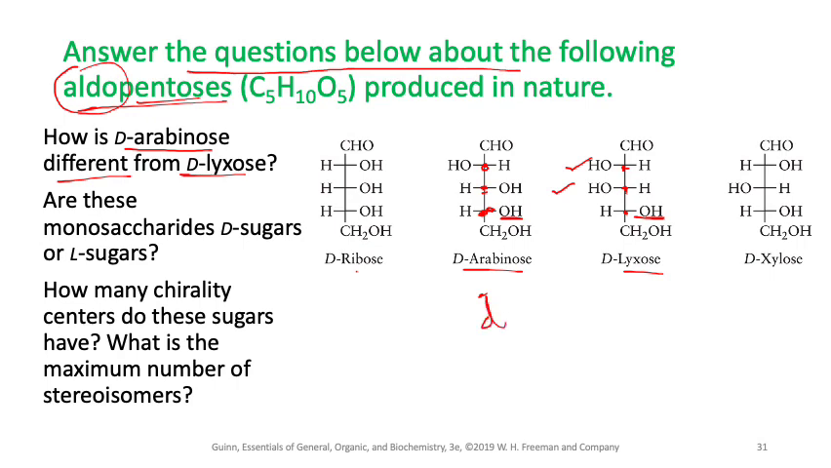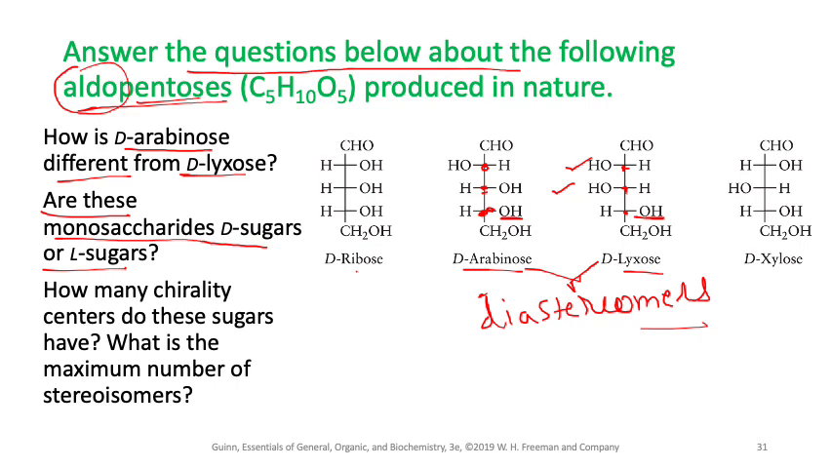You can say diastereomers, they both of them. Let's do the second one. Are these monosaccharides D sugar or L sugar? The last one has an OH on the right hand side, so this is a D, and this one on the right hand side is D, so both of them are D sugars, right?